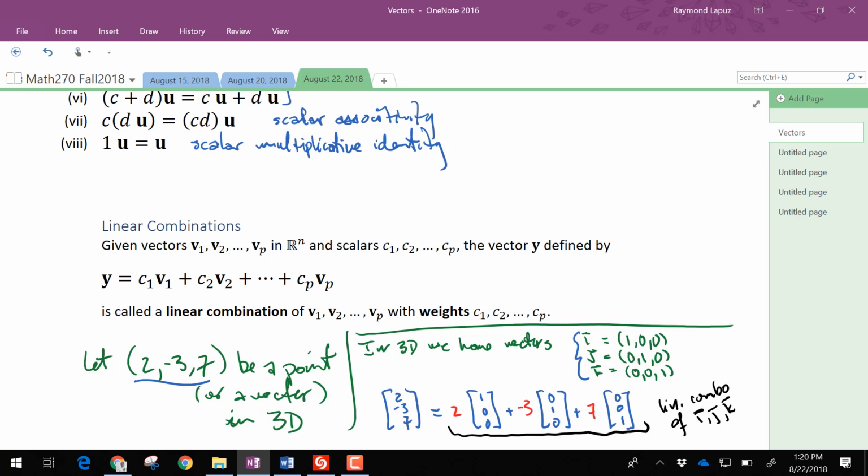So in this class, we sometimes look at these vectors as points, but especially when we go to Rn and can't visualize it anymore, we want to be general about it.